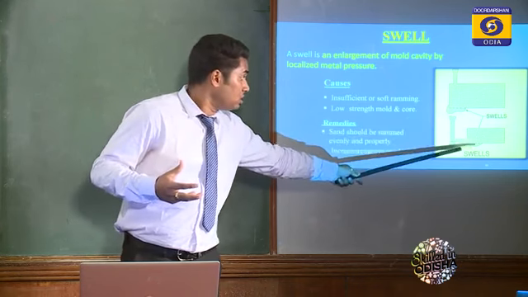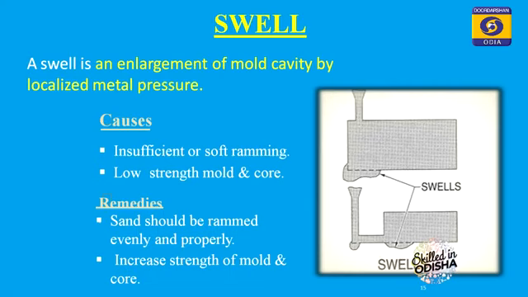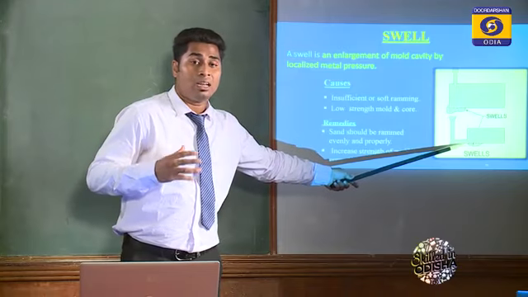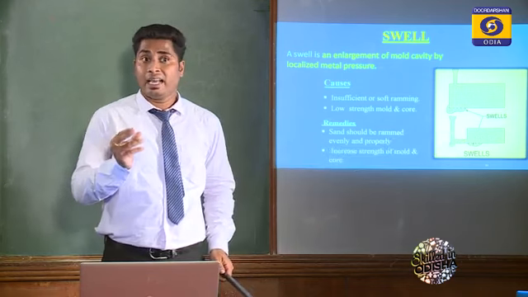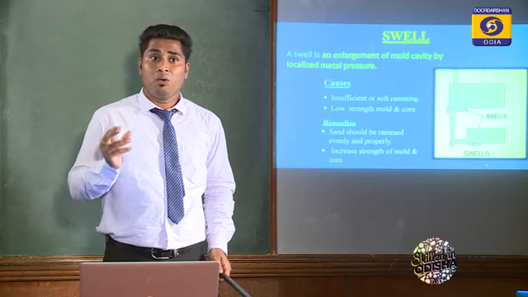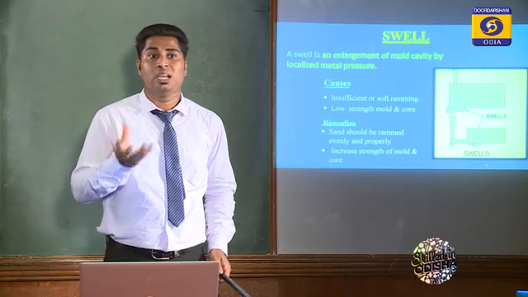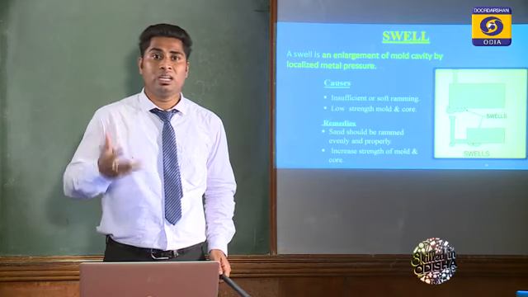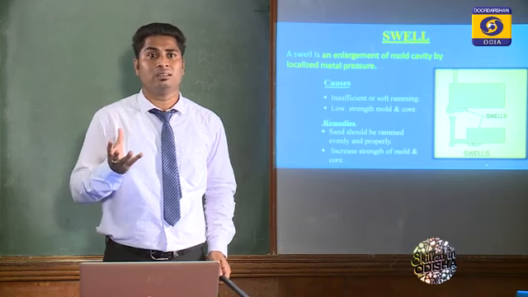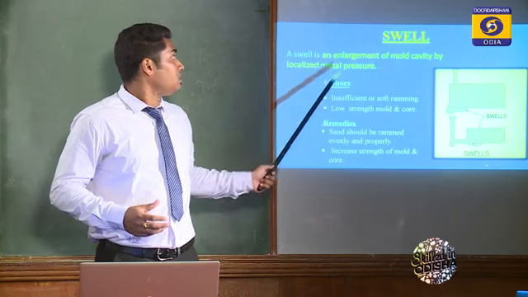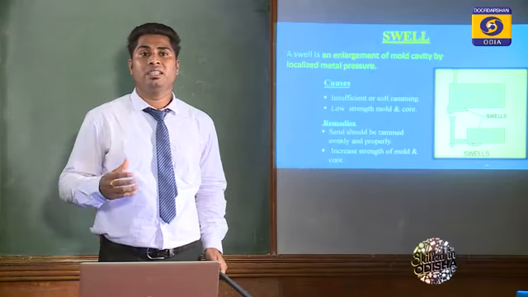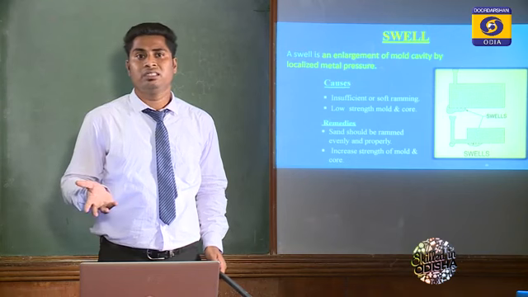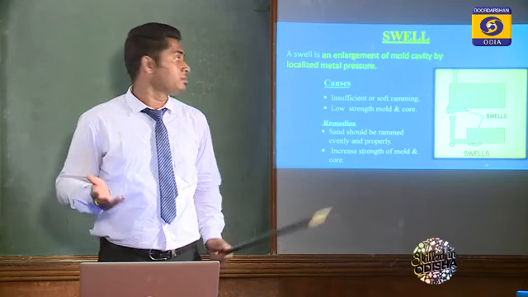Okay, see the lower figure. This also has swelling occurring due to high localized pressure. So if the pressure is very high at any specific part of the mold, then there is a chance of swelling, and this defect is called swell. What are the reasons for the swell? Insufficient or soft ramming. If ramming is done in a very soft manner, then this swell defect will happen.